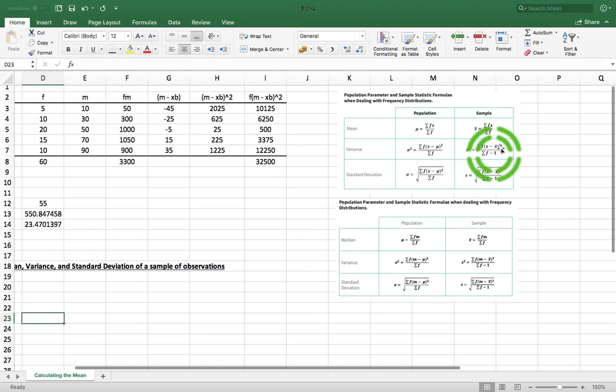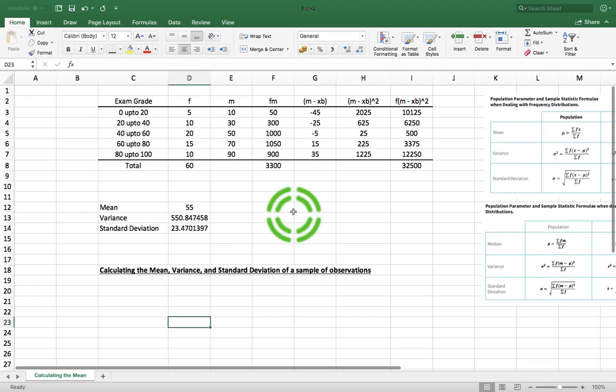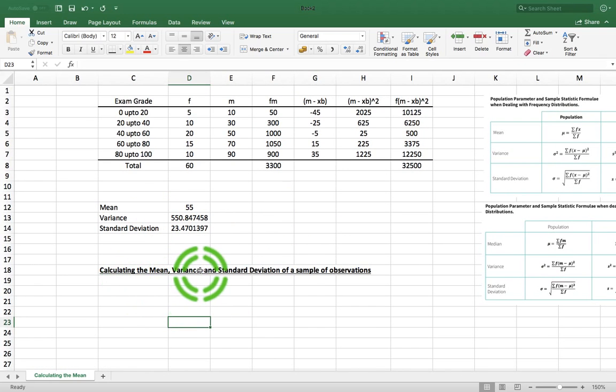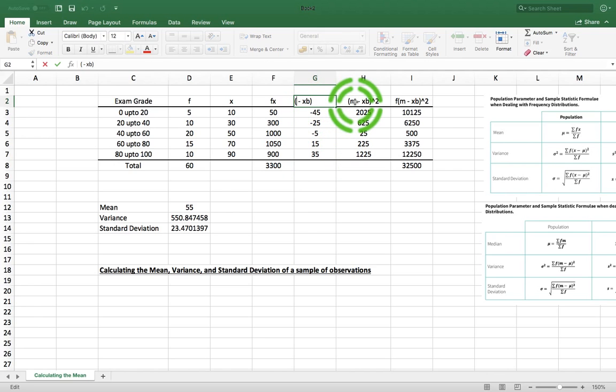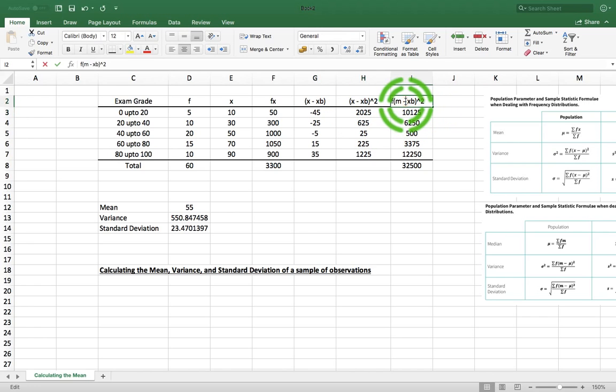It was about using these formulas to calculate some basic statistics. In this case, we're calculating the mean, the variance, and the standard deviation. We don't have to use m; we could say that this is x. It's just symbols. This becomes f of x, and this becomes x minus x bar. This here is x minus x bar squared, and this is f times x minus x bar squared.